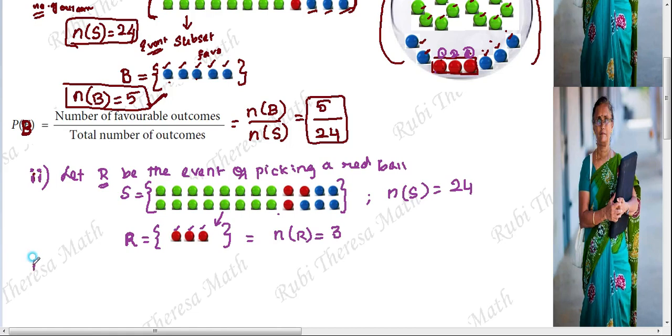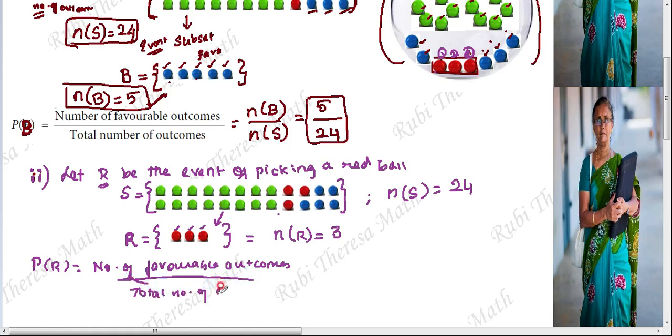P of B. அதே மாதிரி நம்ம என்ன எழுதலாம்? P of R equals number of favorable outcomes. This will be in the numerator. Our favorable outcomes will be in the numerator and the total number of outcomes will be in the denominator. Correct ஆ? So this is the probability formula.